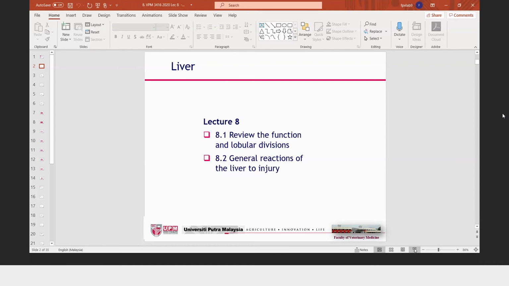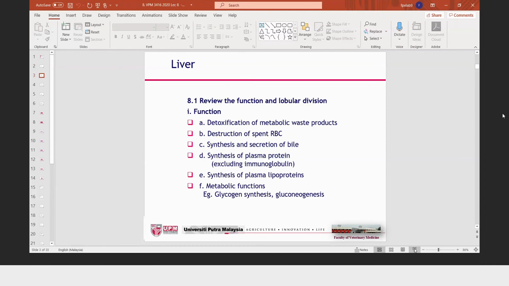Please remember, when we talk about general reaction, we always think about tissue response to injury. For this tissue response to injury, we have 10 types of lesion. So look at the function of the liver, and later on look at the lobular division of the liver. The liver has at least 6 important functions.